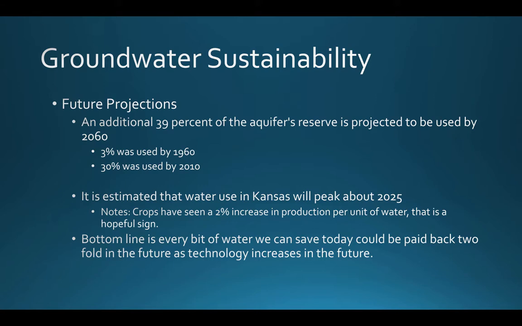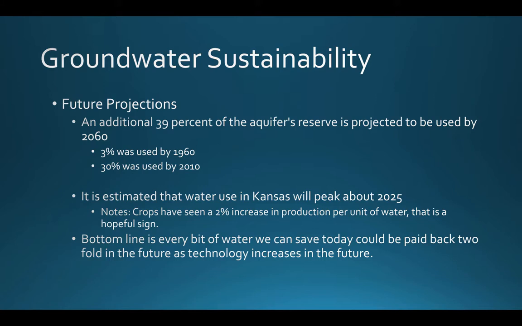By the year 2060, which is 43 years from now, if we continue to use water out of the aquifers at the current rate, an additional 39% of the aquifer's reserve will be used. Now, when we go back and look at that historically, prior to 1960, only 3% of that aquifer was used. By 2010, the next 50 years, we'd used 30% of the aquifer. So this indicates that we are using more water out of it and we're using it faster.